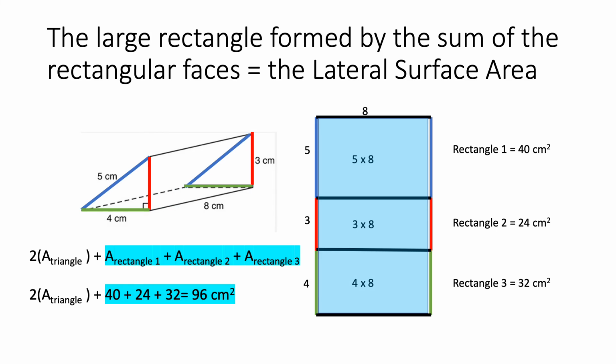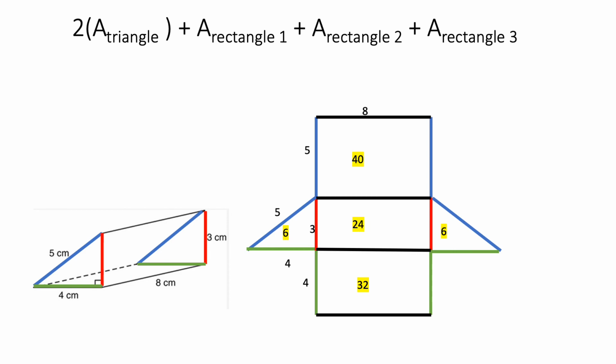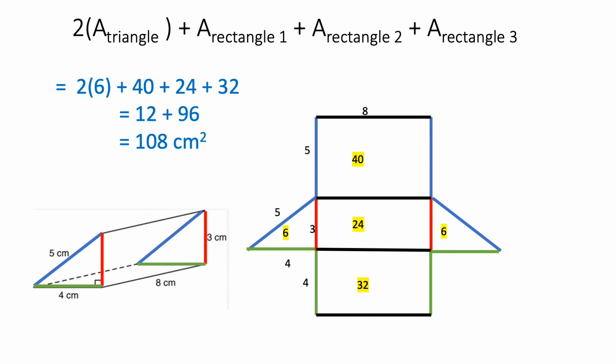So if we look at the combined areas of the rectangles, we get 40 plus 24 plus 32 or 96 centimeters squared. This has a special name. The area of the rectangles is called the lateral surface area. So when we're finished and we've written in the areas for each of our faces, we take the combined areas and we see 2 times the area of the triangle is 12 plus the area of the rectangles, which equals 96, and we get a combined area of 108 centimeters squared.